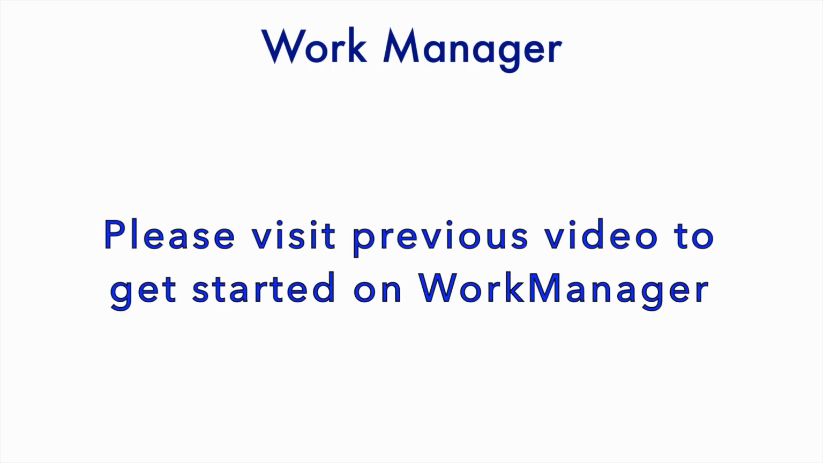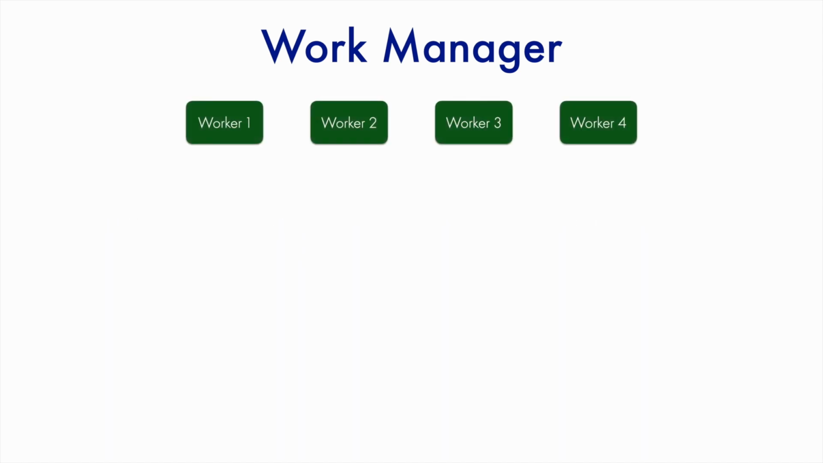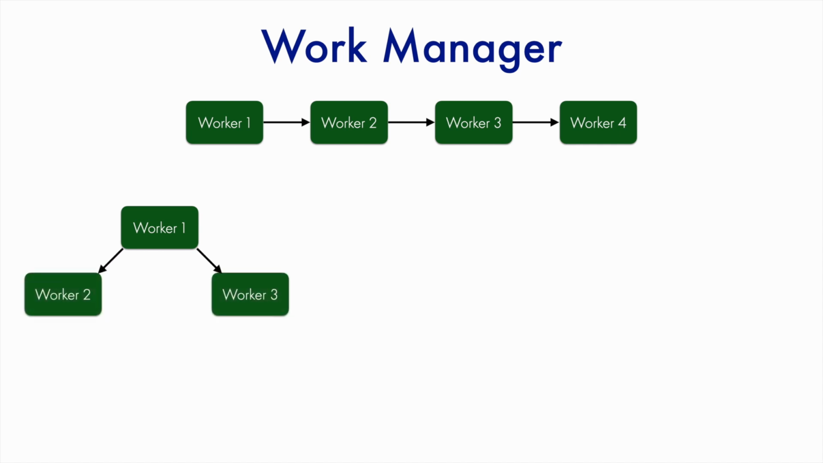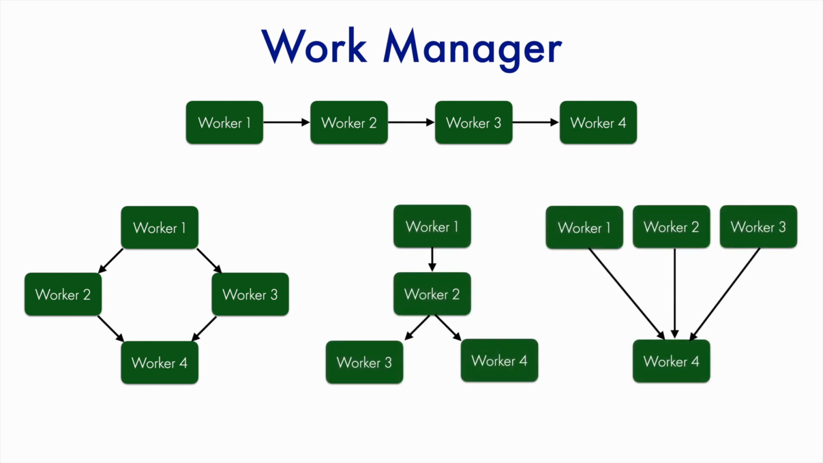Hi folks, welcome to the next video on the Work Manager. Let's assume that you have a couple of workers and you want to control the order in which these workers get executed. In this case, you just want to execute them in an orderly fashion one after another, or it could be a little bit more complicated where you want to start off with worker 1, and then once worker 1 is completed, you want to start two workers in parallel, and once both of them are done, you want to start another worker 4, or you basically want to execute them in a different configuration based on your requirement.